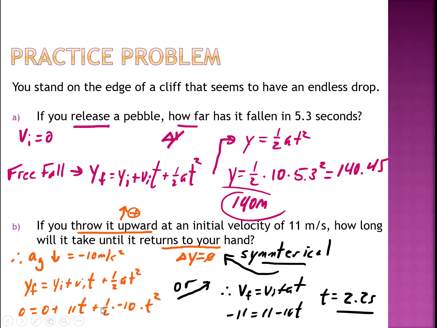If you did the quadratic over here, you would get the exact same answer. In fact, remember for this quadratic, your algebra skills should tell you that you get 2 answers. One of them is probably going to be negative, and one will be positive. The positive will be 2.2, and the negative is just not a reasonable answer. You're not going to throw something up, have it come back to your hand, and somehow lose time, negative time.